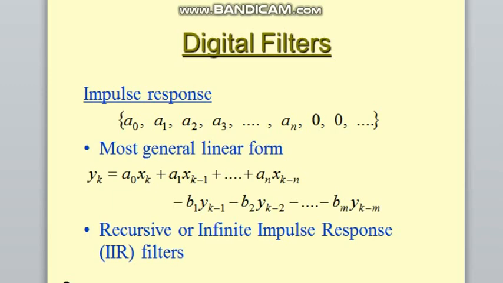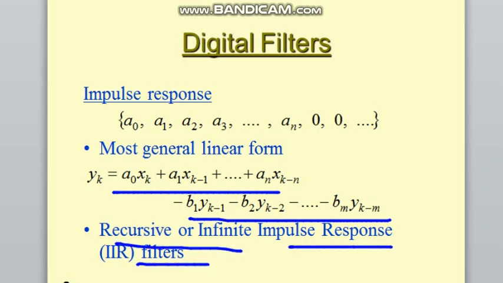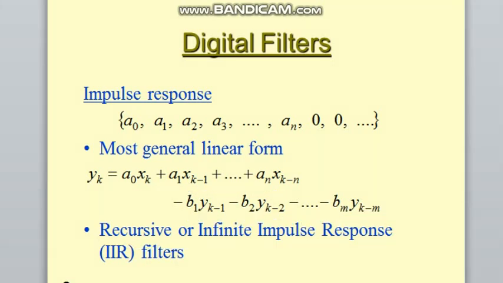Now here you can see the impulse response, that is a naught, a1, a2, a3 up to a n. And the most general linear form is y(k) is equal to a naught x(k) plus a1 x(k minus 1) and so on to a n x(k minus n), and minus b1 y(k minus 1), b2 y(k minus 2), up to b m y(k minus m). Linear form means there are some recursive forms, some input forms, and also some output forms with different coefficient values and delays. That is a recursive filter with infinite impulse response, known as an IIR filter.